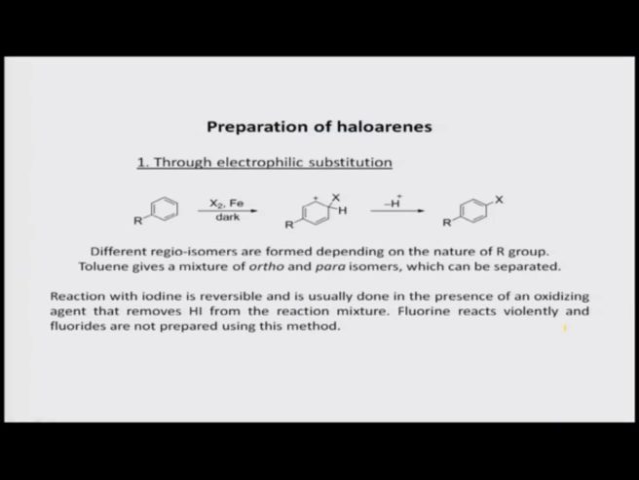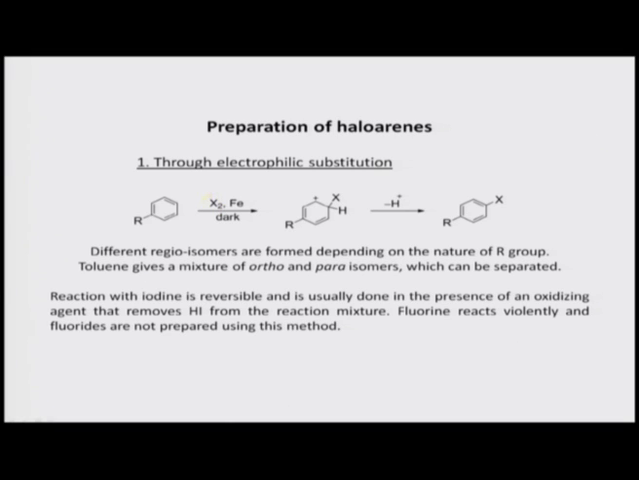One of the simplest methods that one can think about when we talk about aromatic compounds is their synthesis through electrophilic substitution reactions. I have a simple example here. I have taken an alkyl substituted benzene. When an alkyl substituted benzene is treated with X2, in this case X2 is most likely chlorine or bromine.